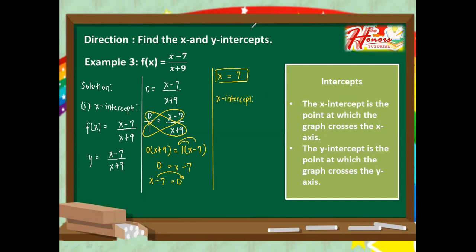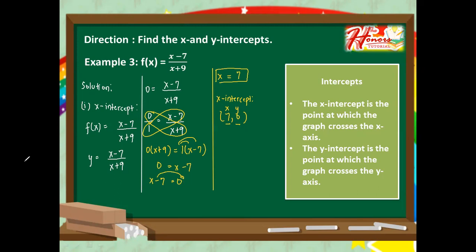Let me just write it here below: 7 and 0. Remember, we write it as 7 and 0 because the first number in our coordinate is x, and the second number in our coordinate is y. So why is it 0? Because we set y to 0 in order for us to solve for the x-intercept. So that's why it is 0.